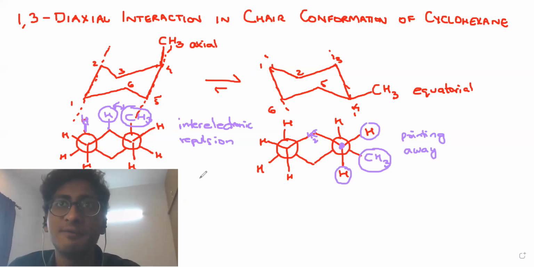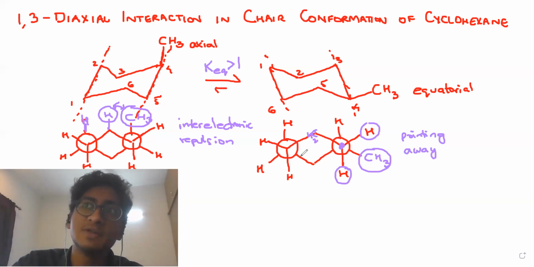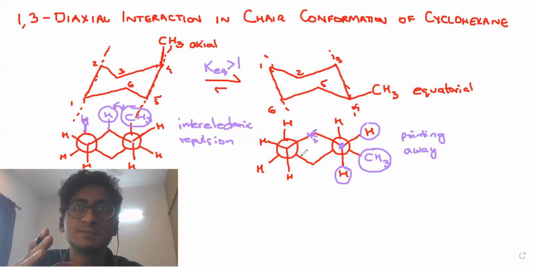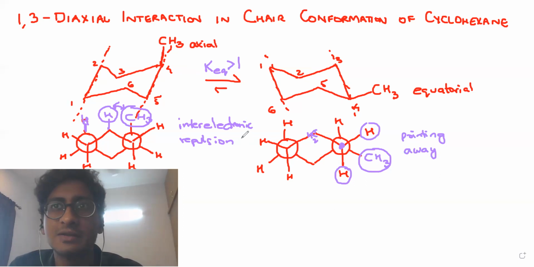So this is why we prefer the equatorial over the axial. And we can safely say the equilibrium constant is greater than 1, favoring the right-hand structure. So whenever you have a bulky group, you will prefer to place it on the equatorial rather than the axial. This is the idea of 1,3 diaxial interaction playing a role in the stability of the chair conformation. Right? With more exciting chemistry until the next session, this is me, Ritvik Kumar, signing out.